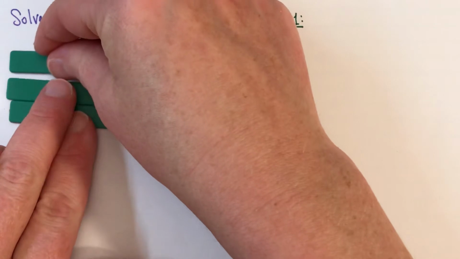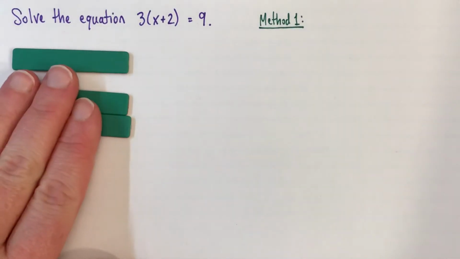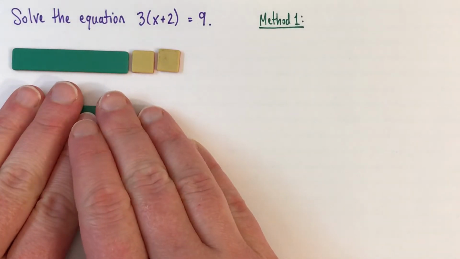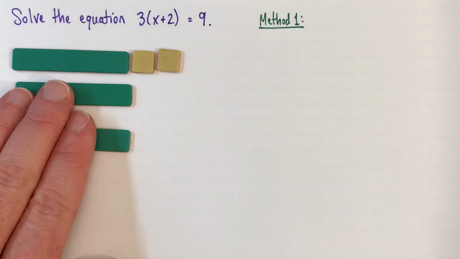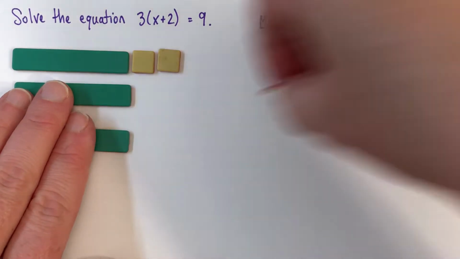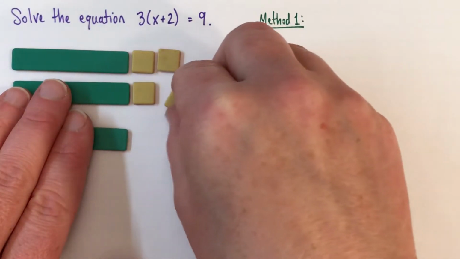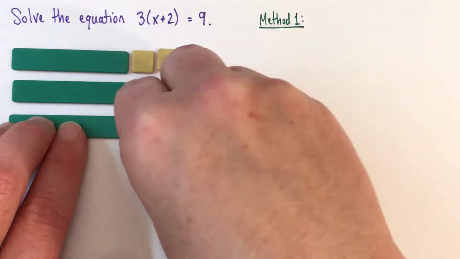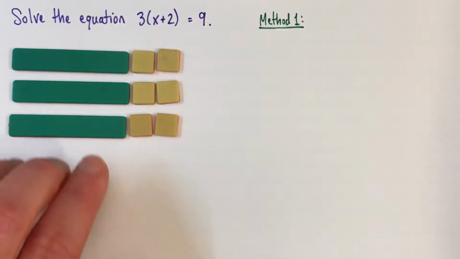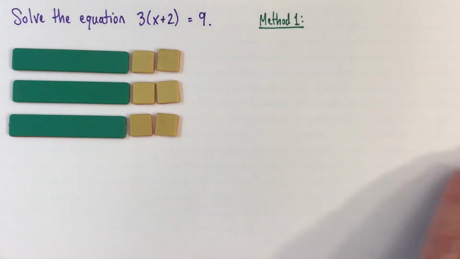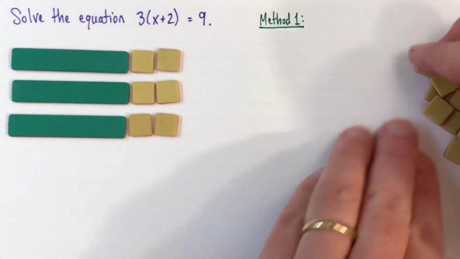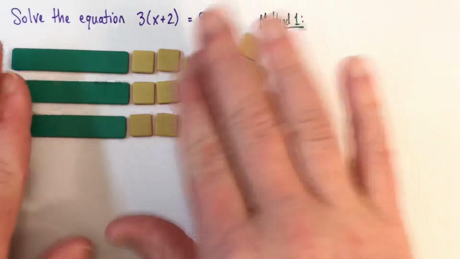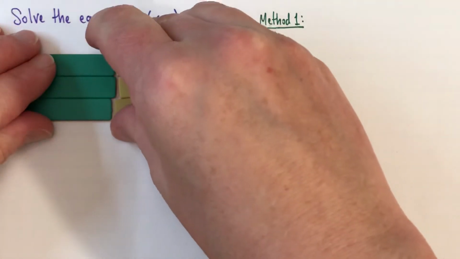So I'm going to get out my trusty little algebra tiles. What it means is we have 3 groups, and in each group we have x plus 2. So there's one group like that, and then here's the second, and we'll do one more. So that's 3 times x plus 2, and that is equal to 9. There's a little pile of 9 algebra tiles. So I'll tuck this over a little bit here.